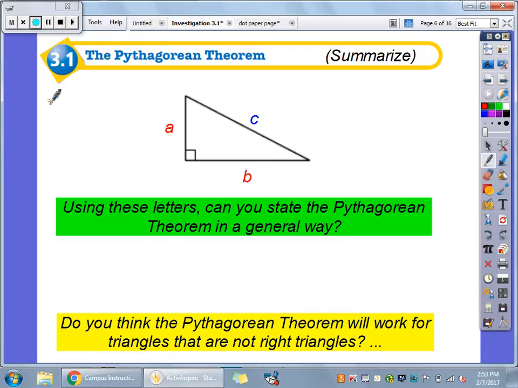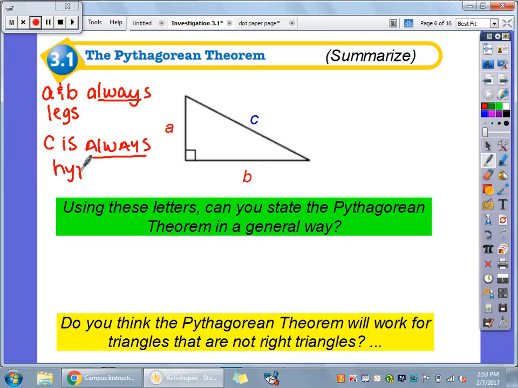So one thing to note is that A and B are always your legs, okay? When you label a right triangle, you're always going to label the legs with A and B. And it doesn't matter if you put B here and A here, or A here and B here. A and B are pretty much interchangeable, but C is always going to be the hypotenuse. And we already talked that C, the hypotenuse, is always going to be the longest one.